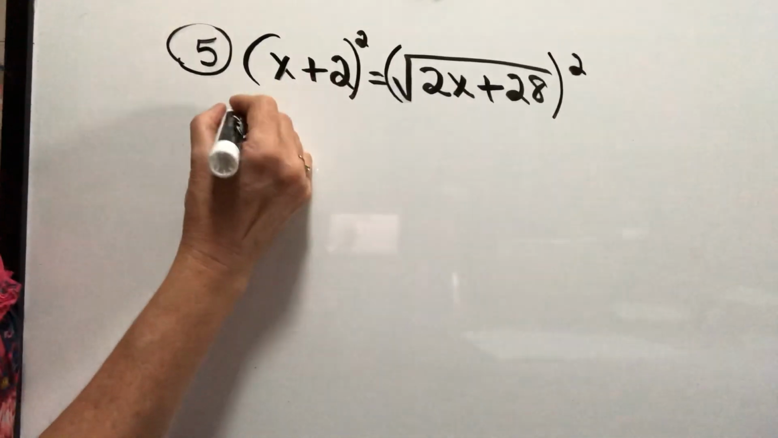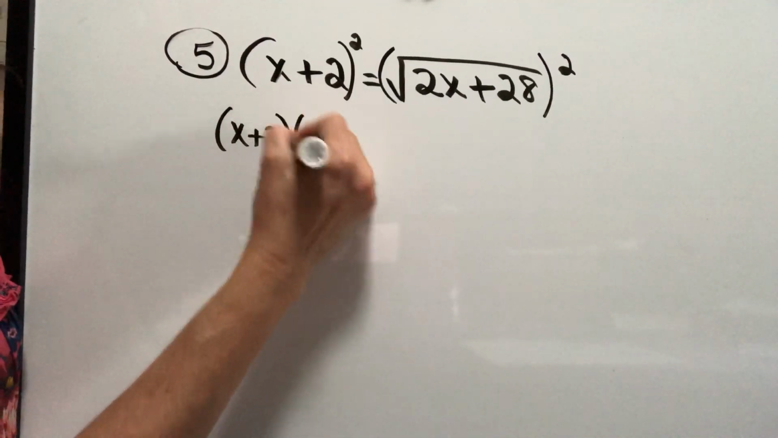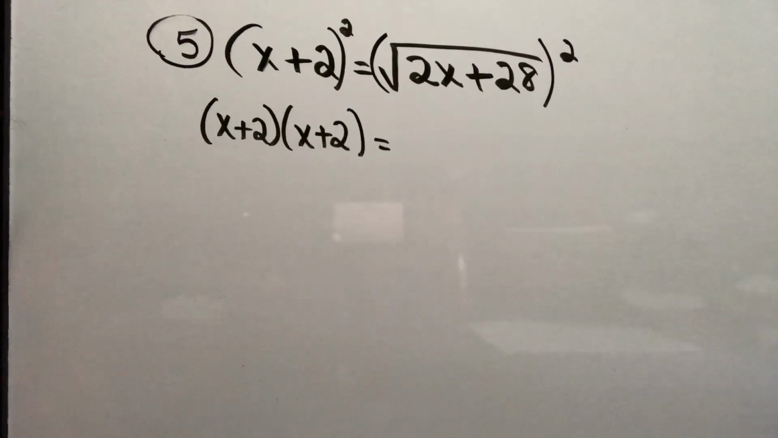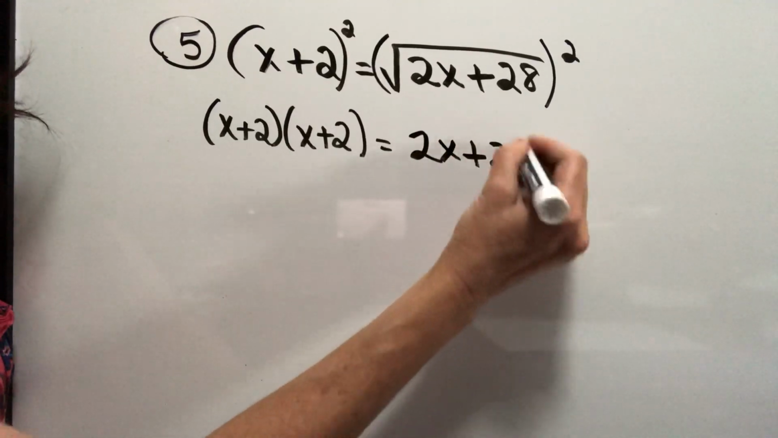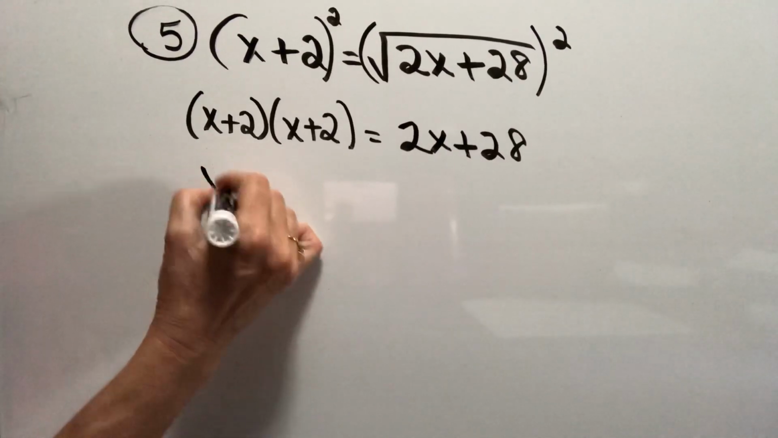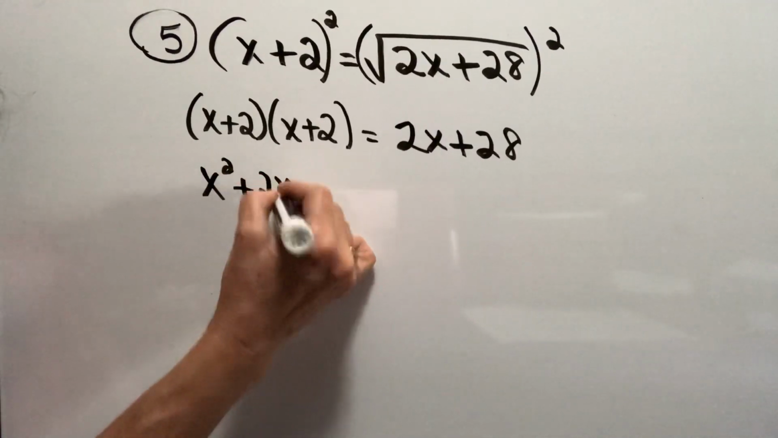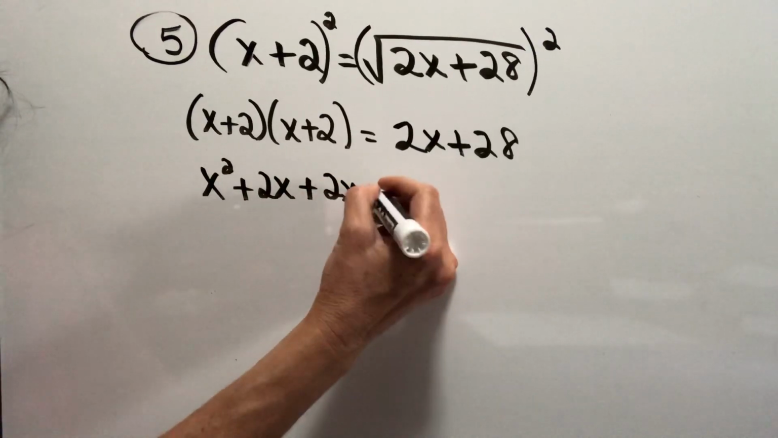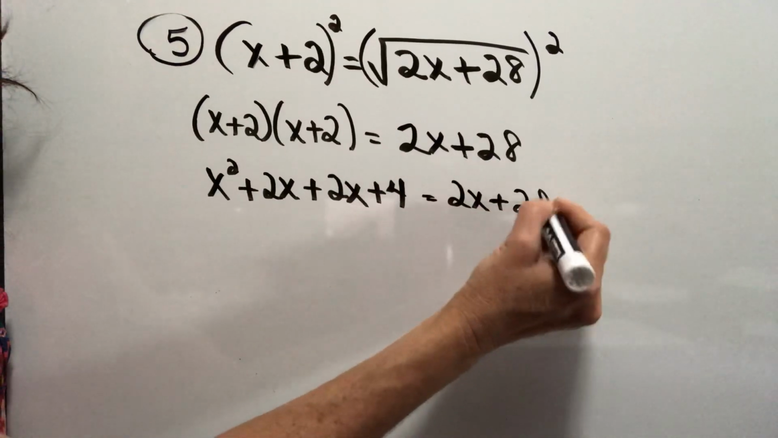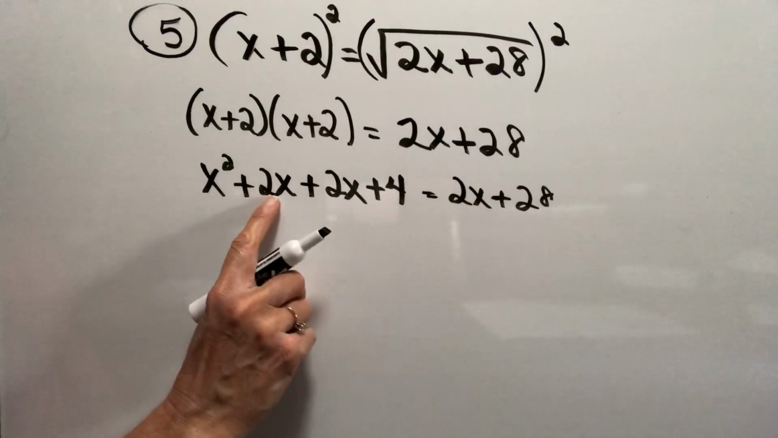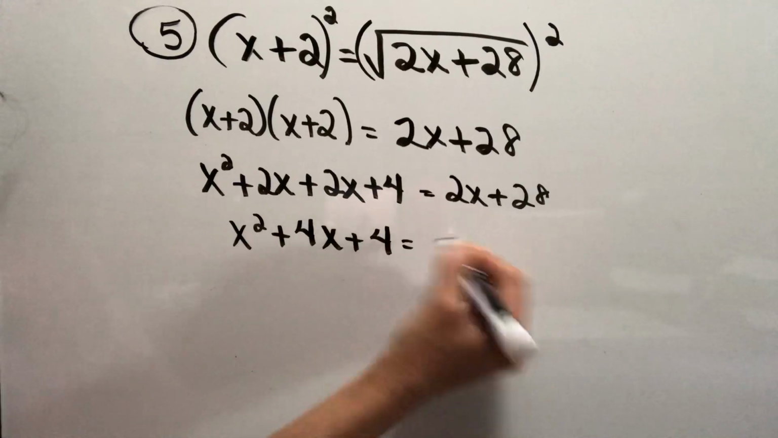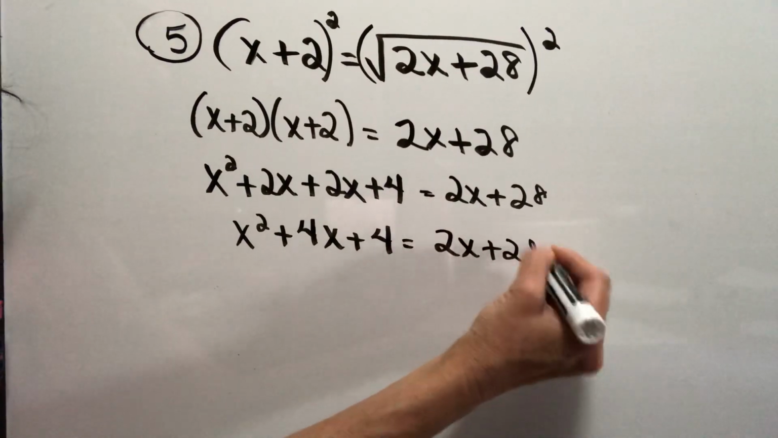So on the left side, squaring this means to multiply x plus 2 times itself. And on the right side, squaring the square root cancels that out. So you have 2x plus 28. So on the left side, I'm going to do FOIL on this. So it would be first is x squared. The outside is 2x. The inside is 2x. And the last is 4. And on the other side, it's 2x plus 28. So I can simplify this a bit by adding 2x and 2x. So that would be x squared plus 4x plus 4. And on the right side, 2x plus 28.